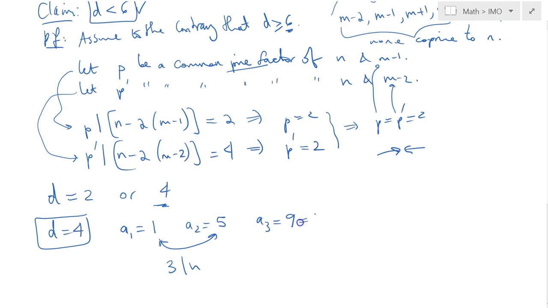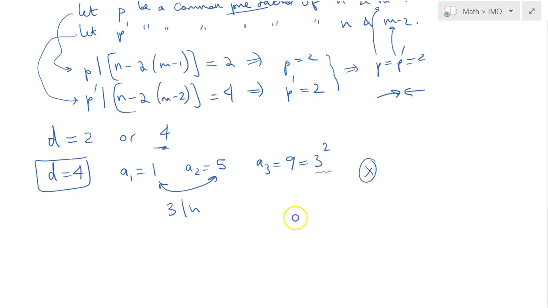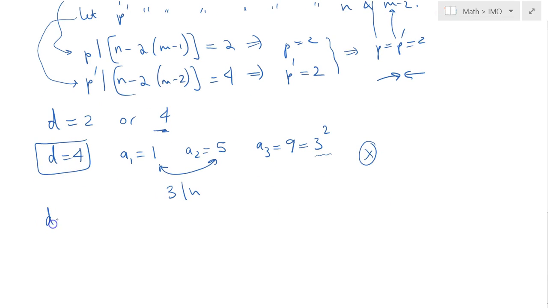But then look at the 9, this is just 3 squared. So if 3 is not in this list, 3 squared also shouldn't have been in this list, because it is supposed to be co-prime to n, and it can't be, because one of the factors, 3, already divides n. So therefore this case can't work. So we are left with only one case, and d is equal to 2.